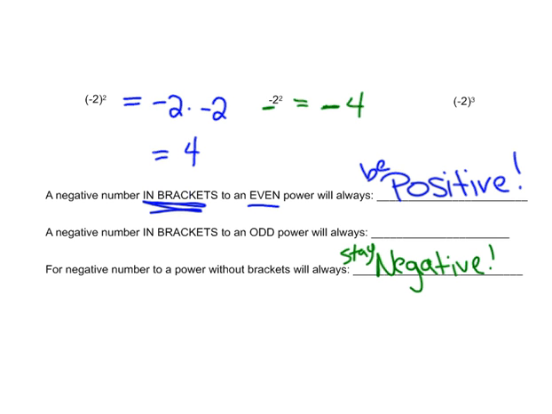Okay, and then if we have a negative number in brackets, but it's to an odd power, it again means negative 2 times negative 2 times negative 2, which gives us a negative 8. So it's always going to be negative. A negative number in brackets to an odd power will always be negative.